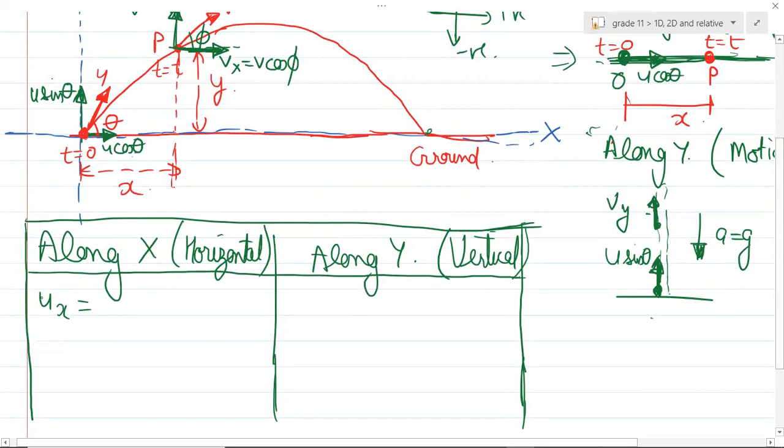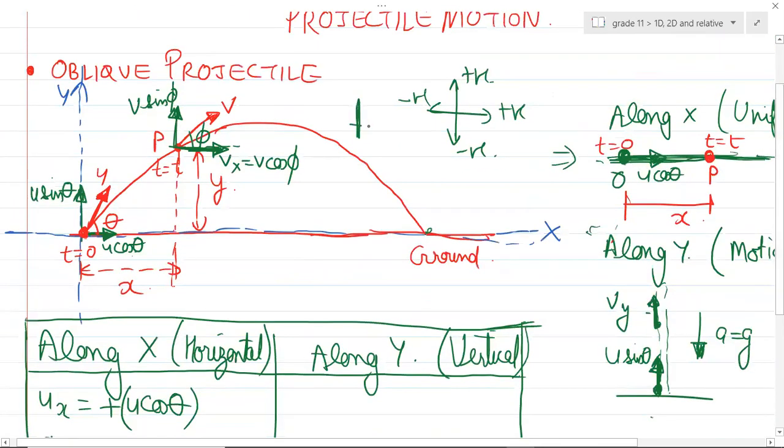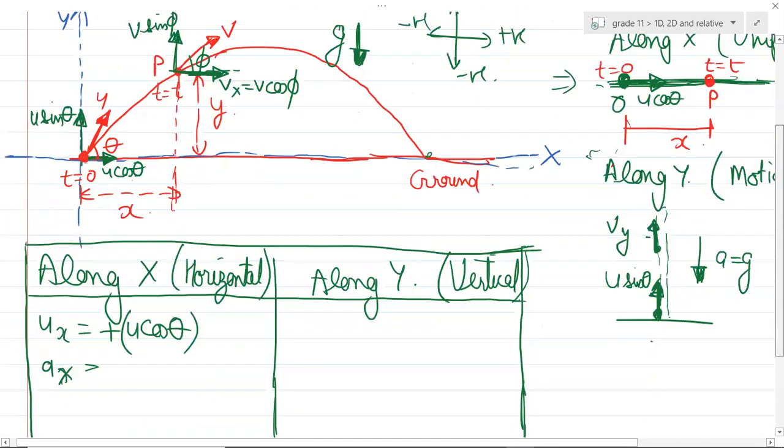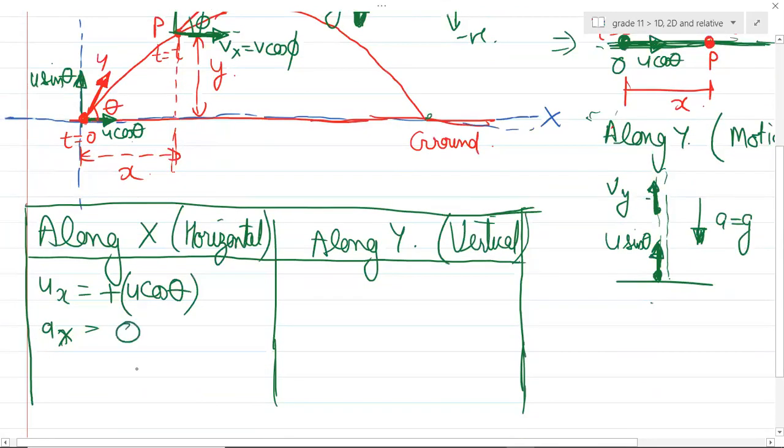Yes. So the initial velocity along x is basically how much? U cos theta, plus or minus? Plus. So plus u cos theta. What is the initial acceleration along x? Guys, can you see any force which is trying to push or pull it along the x-axis? There was only one acceleration, because of gravity, right? But this gravity was acting in the vertical direction, so there is no force in the horizontal direction. So acceleration in the horizontal direction is basically zero.